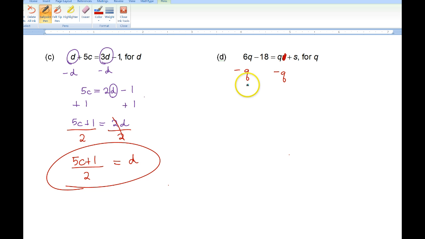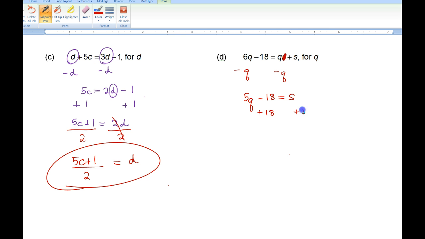All right, so I get 5Q minus 18 equals S. Good. Now what? Remember, we do addition and subtraction before division and multiplication. So we want to add 18.